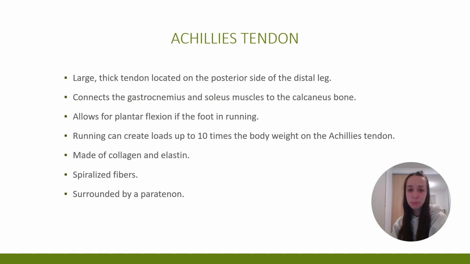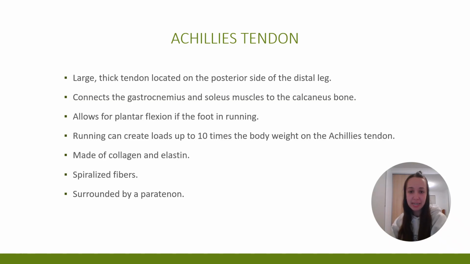The fibers are spiralized as the tendon turns 90 degrees medially on the descent to the heel. This spiralization allows for increased strength and greater force transmission. The Achilles tendon is surrounded by a paratenon rather than a true synovial sheath.